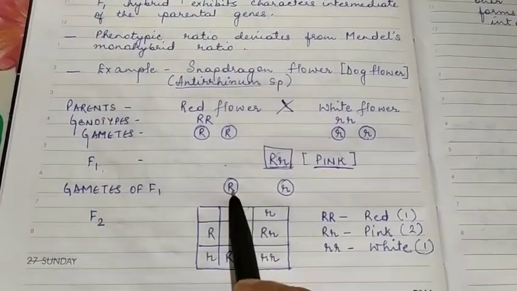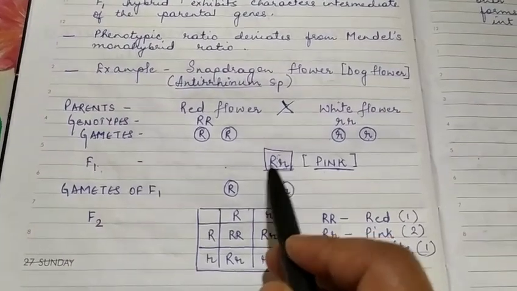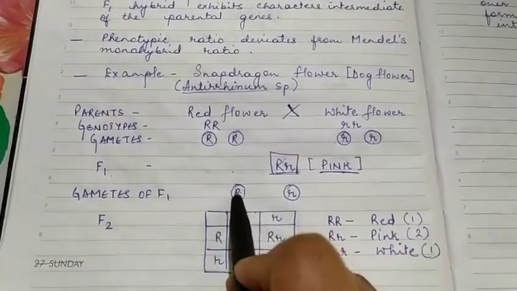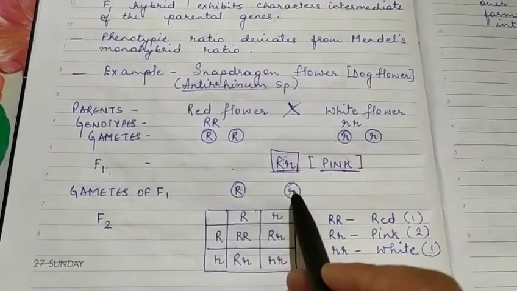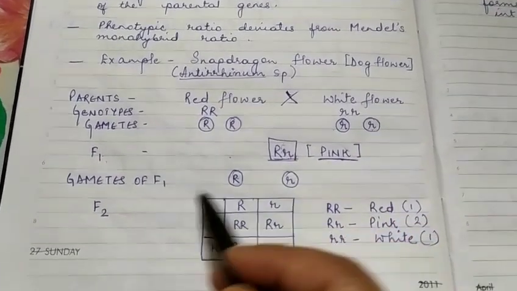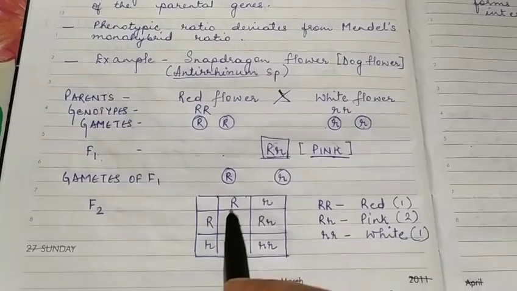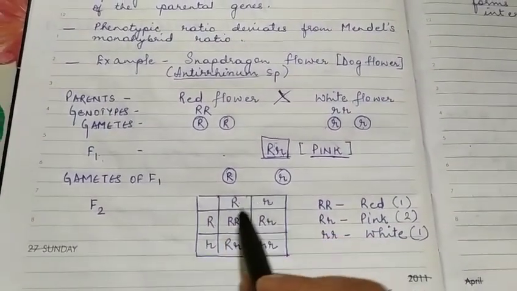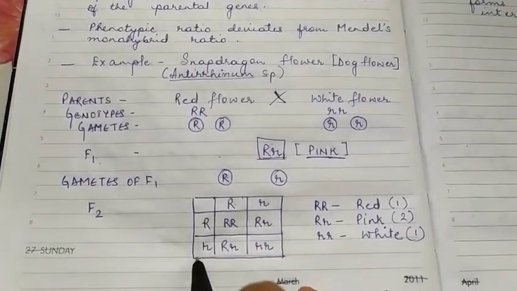Now the F2 cross, how was it carried out? First, what was taken? The gametes of the F1 heterozygous individual, capital R and small r. So we carry out the Punnett square like we did before, capital R, small r. These are the two gametes. This side also capital R, small r.